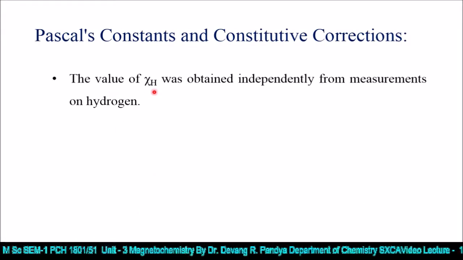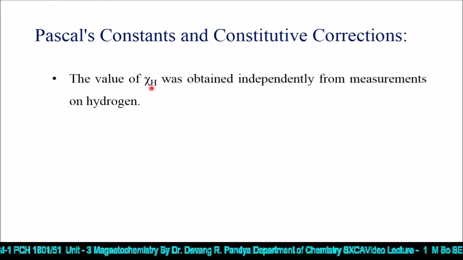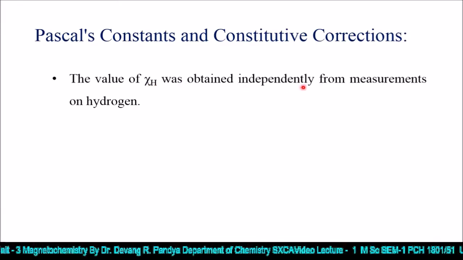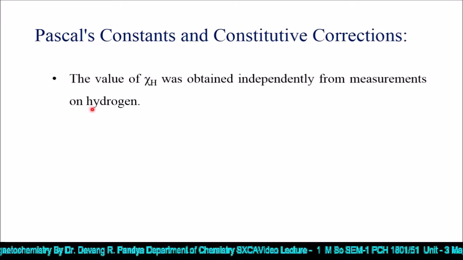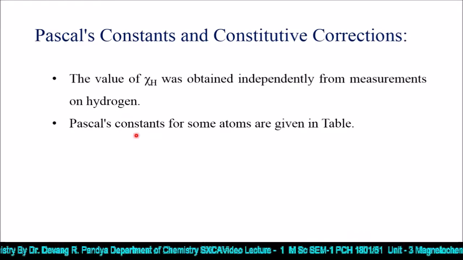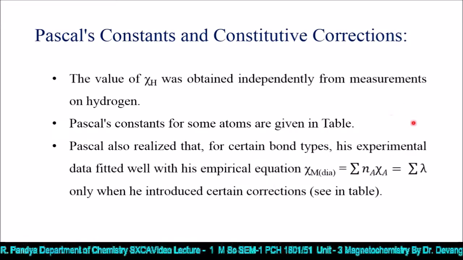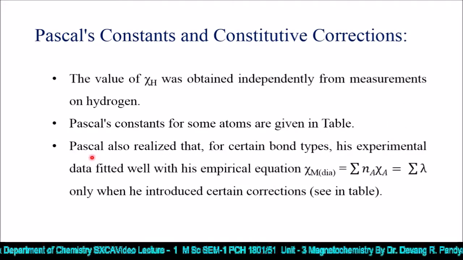The value of the magnetic susceptibility of the applied field was obtained independently from the measurement on hydrogen. Pascal constants for some atoms are given in the table we are going to see in the next slide.